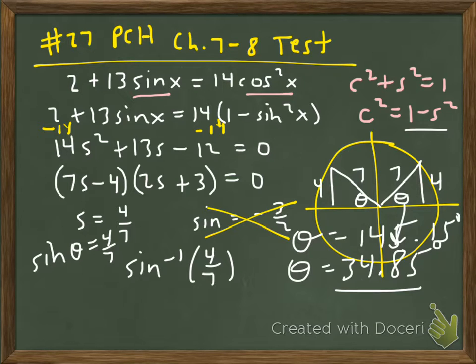So let's use a different color. A. Okay, so that's A, and that was number 27 on the Chapter 7 or 8 test. Actually, number 5 on the calculator part. There you go.